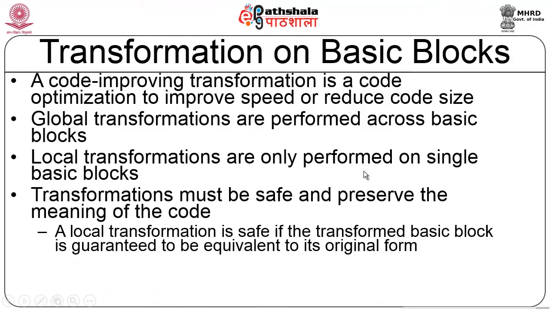Transformation must be safe and it should preserve the meaning of the code. A local transformation is safe if the transformed basic block is guaranteed to be equivalent to its original form. So, local is safe because you are computing whatever is happening within that, and you rearrange your statements or do some manipulations that can be ensured to be semantically correct, rather than carrying out across basic blocks, which we will talk about with reference to optimization later. Your transformations can basically be either local or global. Okay. So, local means within a basic block, global means across basic blocks in a particular control flow graph.